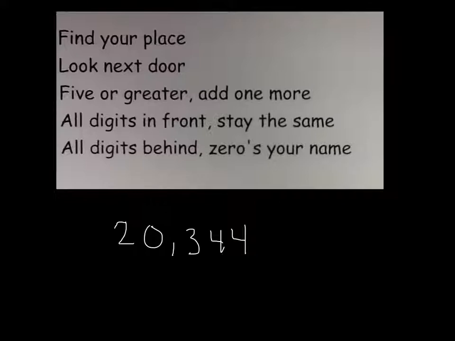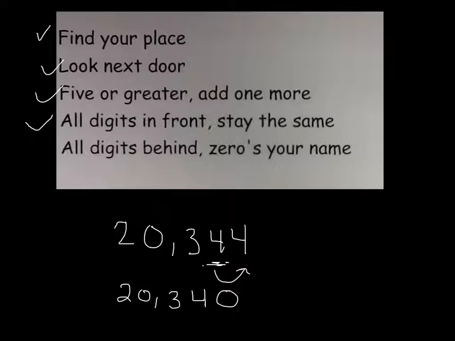So, if I said I wanted to round to the nearest 10, let's follow along here. It says find your place. I underline the tens. Look next door. So I'm going to actually look at the number that's to the right. 5 or greater, I add 1 number more. It's not 5 or greater, so it stays the same. All digits in front stay the same. So in front of the 4, I have a 2, a 0, a comma, a 3. We know 4 stays the same.